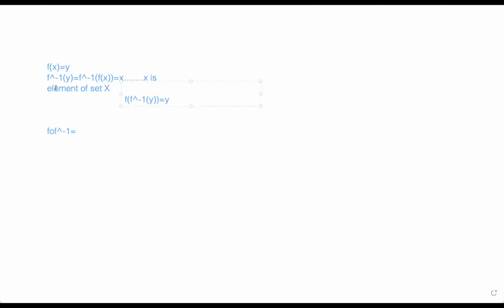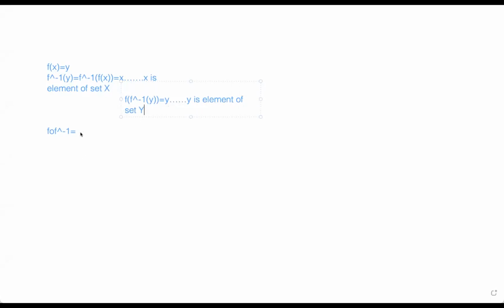What we get from here is this one. We know that f inverse of y is equal to f inverse of f of x, which is equal to x, where x is an element of set X. And now what we know is f of f inverse of y is equal to y, where y is an element of set Y. Same will be there, means f inverse of f of x is equal to x, where x is an element of X, and f of f inverse of y will be equal to y, where y is an element of set Y.